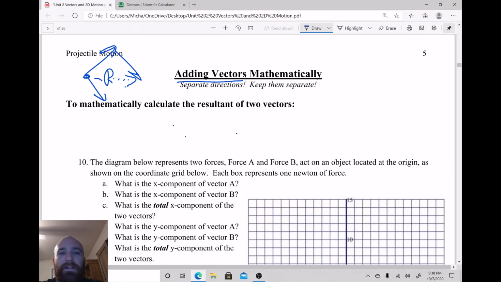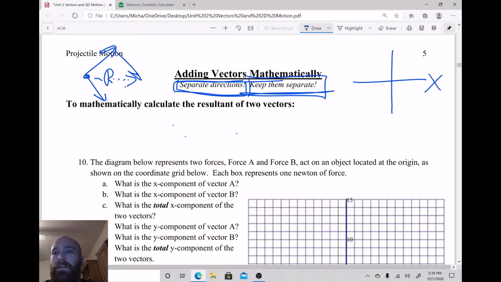Now the most important idea here is we're going to keep our directions separate for this. And when I say directions, I mean our components. Remember when we first did vectors, we said you can have a north component and an east component, or a horizontal component and a vertical component. We're going to be dealing with something very similar, but for today, let's just call it the x component and the y component, where everything x is horizontal and everything y is vertical.